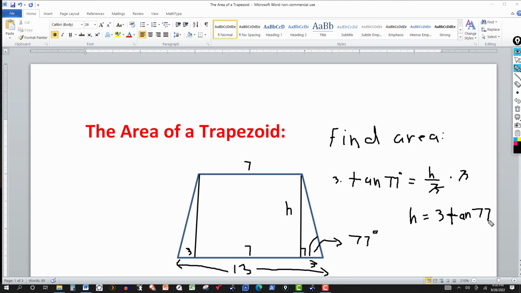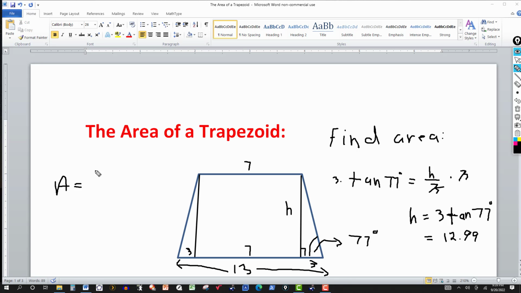77 degrees. So in your calculator, you just key in 3 times tangent of 77 degrees, hit enter, and this should give you 12.99 to two places. You could round that to 13 if you want, but I'm going to leave it at 12.99. So that's H. Now I'm ready to compute the area.